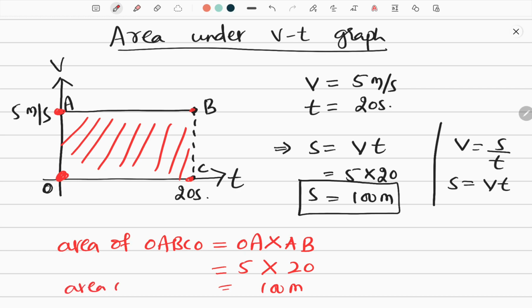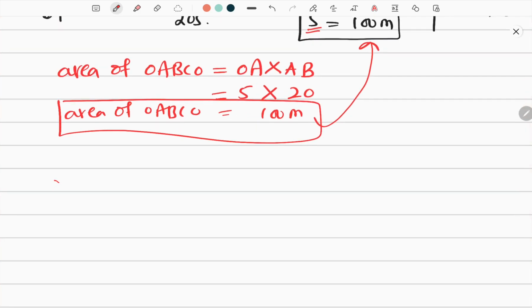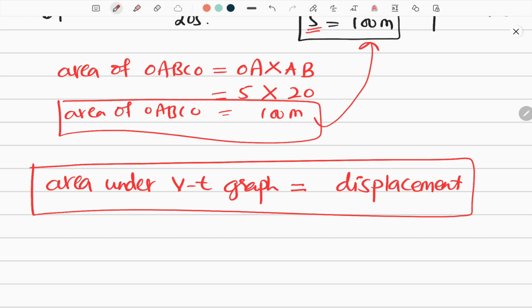So the area of OABCO, how much did we get? We got 100. And here also 100, and this value is the displacement. That means we got one very important thing. If we calculate the area under a VT graph, then definitely we are going to get the displacement. This is what I wanted to tell you: the area under a VT graph means displacement.